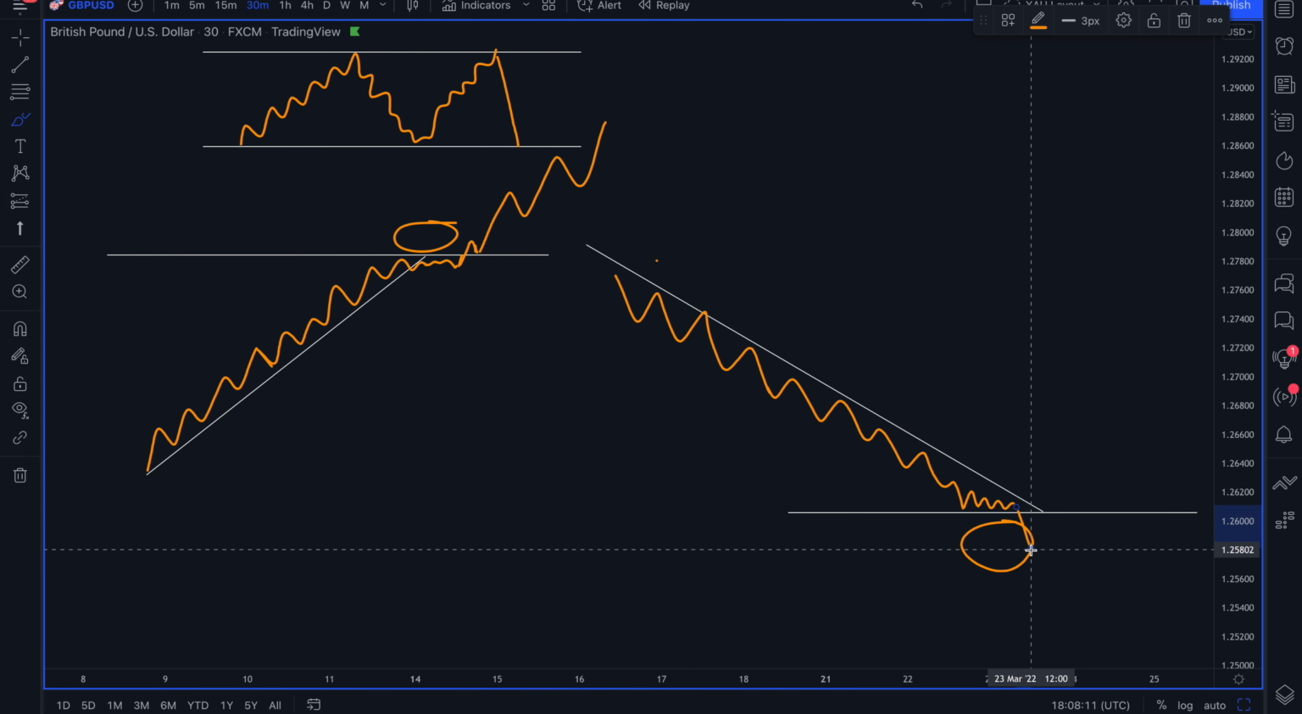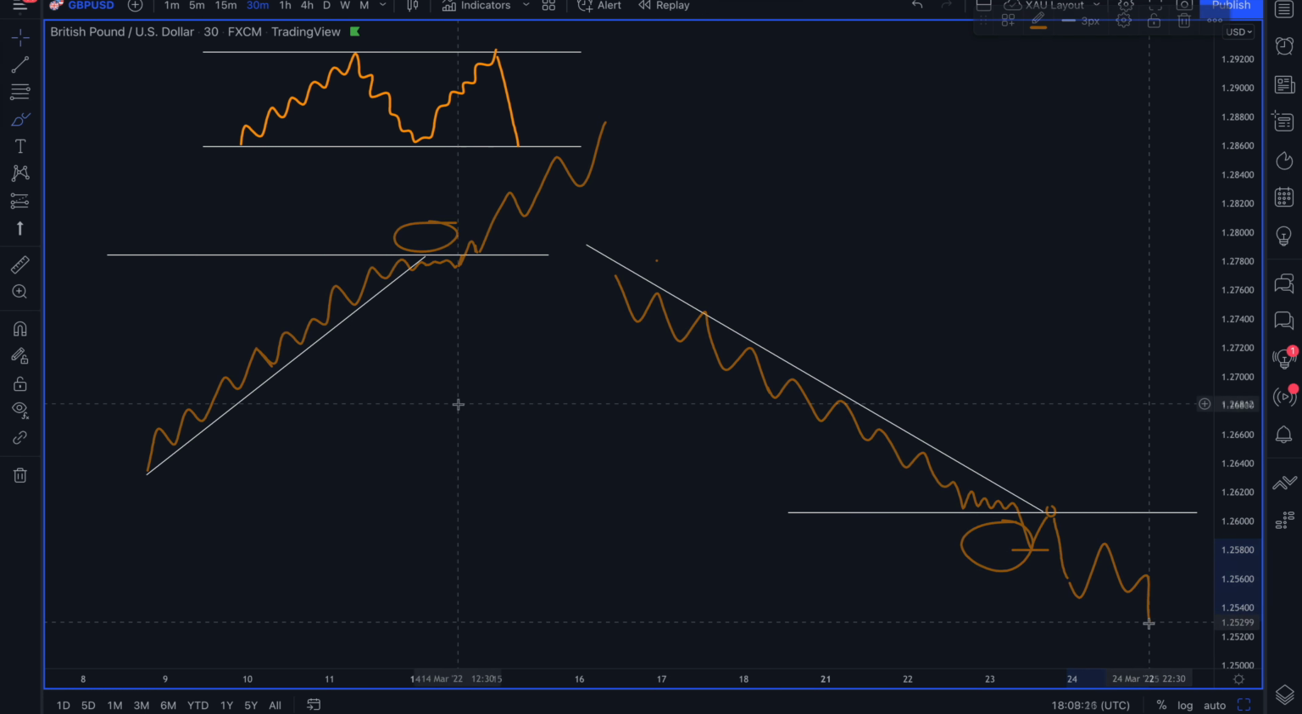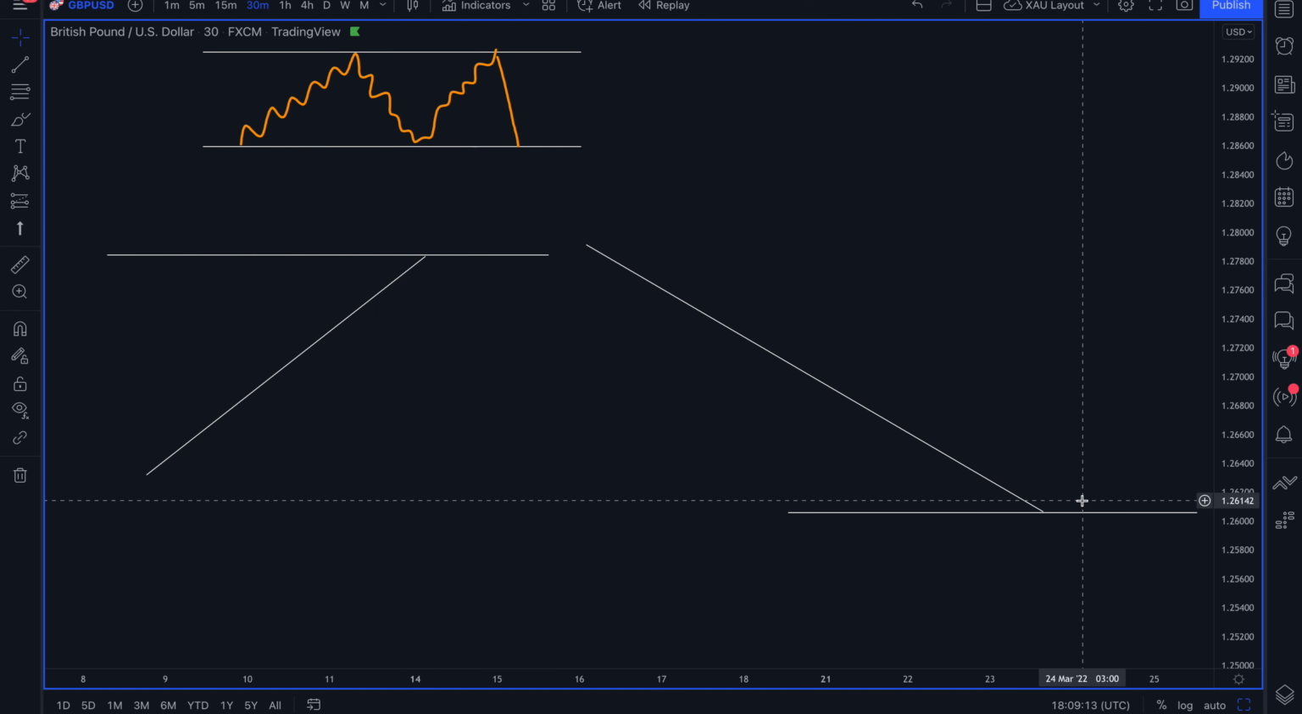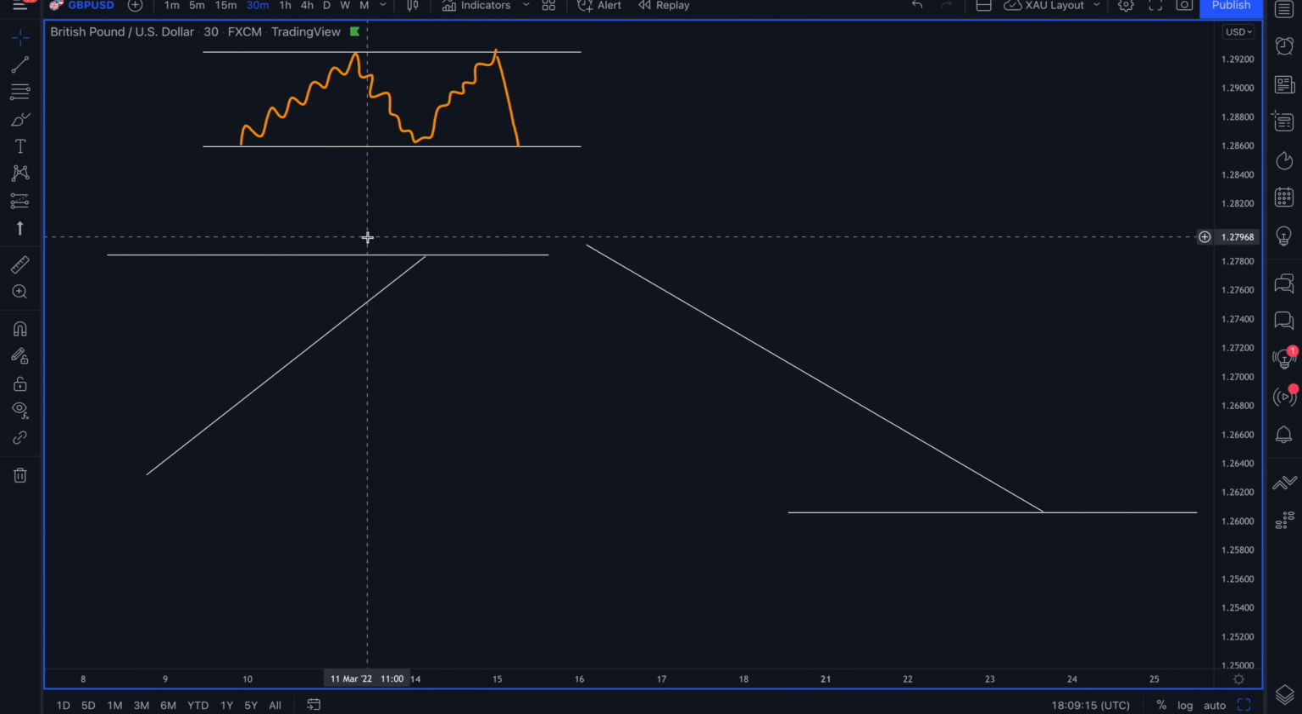Once it breaks through, our support line is now acting as a level of resistance. Price will come back up to test this area. It should reject, and then we can look to enter in on our sell positions, and we would have a continuation in bearish structure.